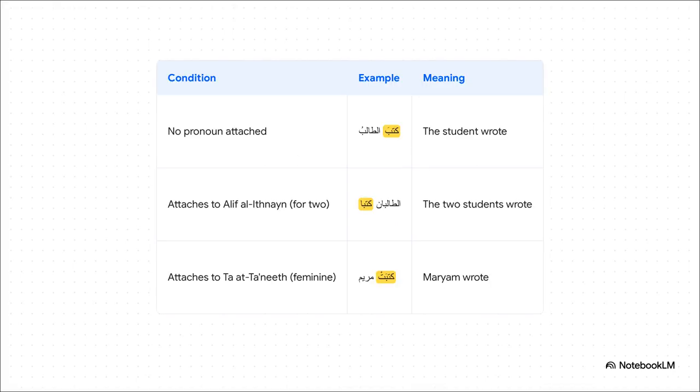Let's break it down. Okay, case number 1. The verb is built on fatha. This is kind of the default setting. It means the verb ends with that short sound. Look at the first example, kataba, the student wrote. Now see what happens when we talk about 2 students, or about Miriam. That base kataba sound is still there. It holds strong. This is really its foundational form.